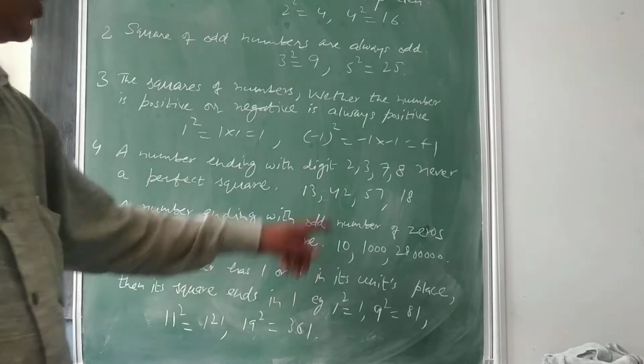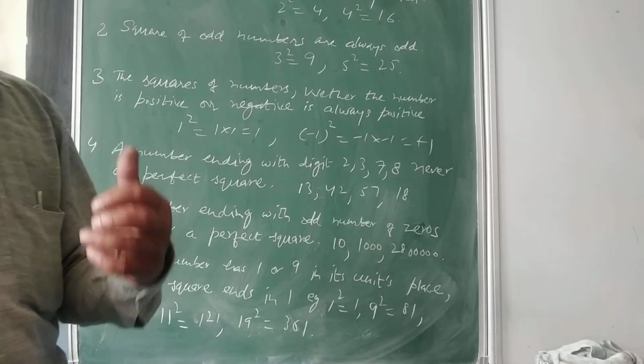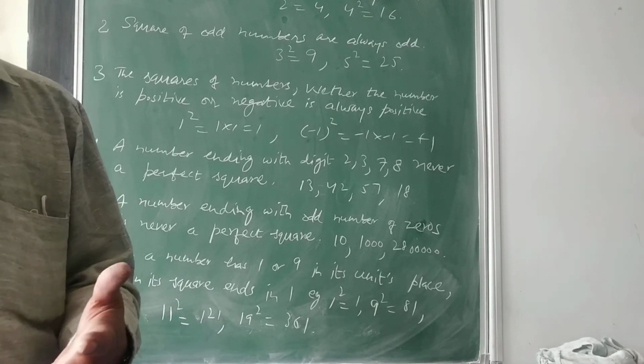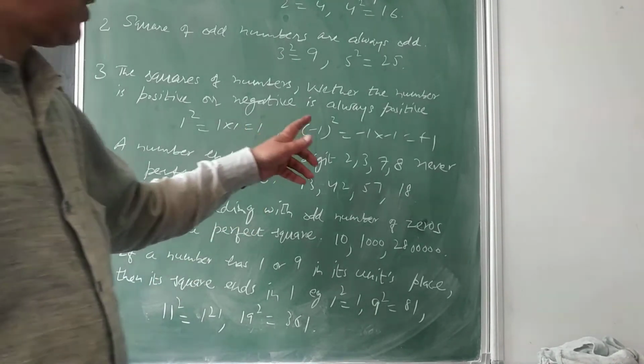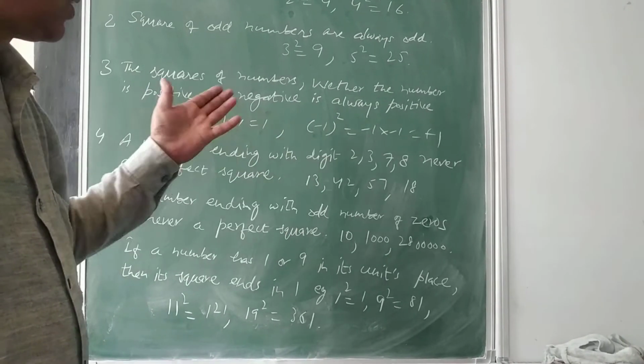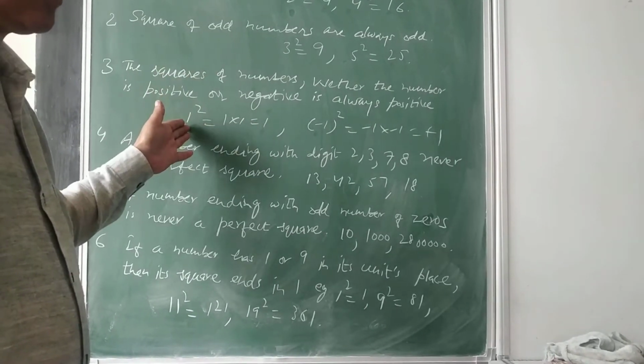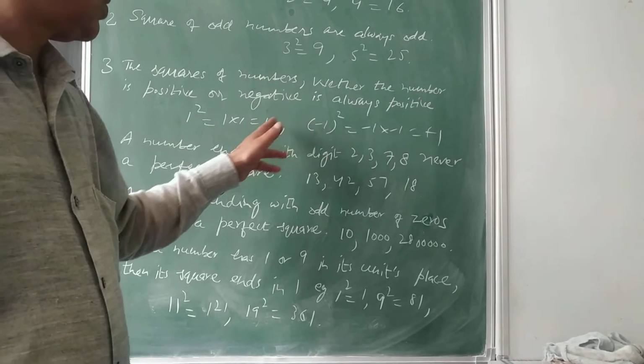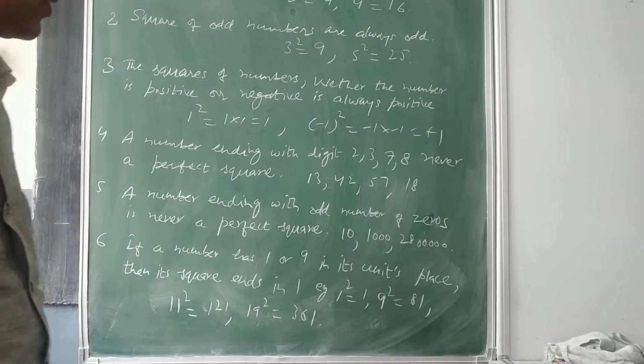The simple reason is minus into minus. When a negative sign is multiplied an even number of times, the result will always be positive. So square means 2, which is an even number. That's why either you take plus or take minus, your answer will always be coming in plus.